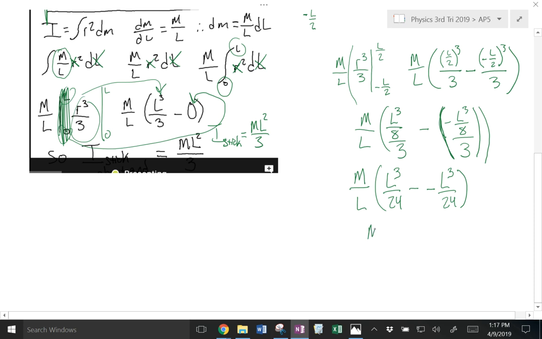Long story longer, M over L times 2L cubed over 24. Hey, we can get rid of one of those L's, and we will. So this becomes 2ML squared over 24. Hey, can't you simplify that? Yeah. ML squared over 12.